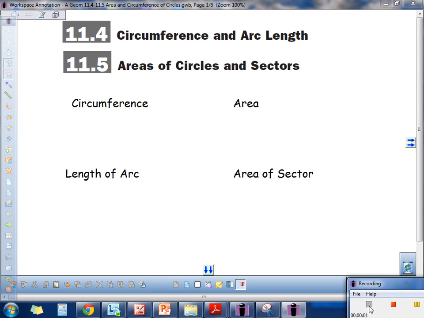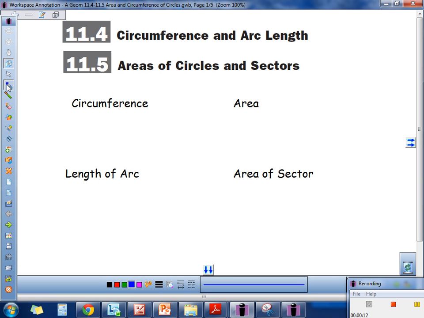Alright, today's lesson covers two sections, 11.4 and 11.5, and the basic premise is about area and circumference. So those are the formulas we're going to get on this page. Let's start off with circumference. Does anybody know the formula for circumference?